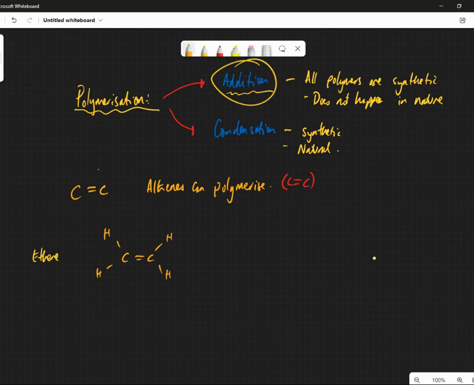All right, and I'm going to draw 3 of them in a row. There's another ethene. And there's another ethene. So the ethene molecules are going to come together under high pressure and high temperature and in the presence of a catalyst. And they're going to form a polymer. They're going to join together.